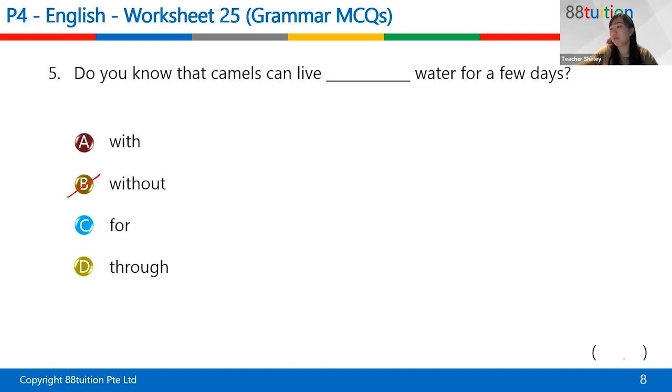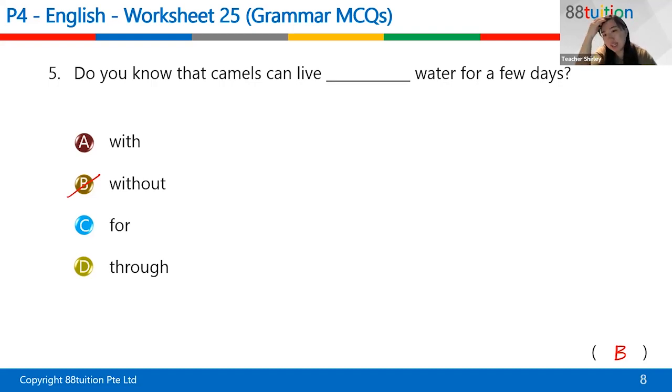Do you know why camels can live without water for a few days? I think you're only primary 4 now. When you reach primary 6, you probably learn a topic for science under adaptations. Then you learn that camels are able to hold their bladder very well. So that means they can conserve water in their bodies very well. So that's why they can live very long without water for a few days.